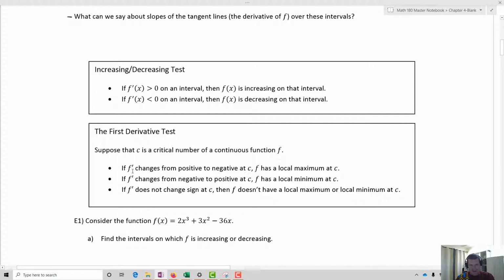So just to review that. If f prime changes from positive to negative at c, f has a local maximum at c. If f prime changes from negative to positive at c, f has a local minimum at c. And if f prime does not change sign at c, then f doesn't have a local maximum or a local minimum at c.